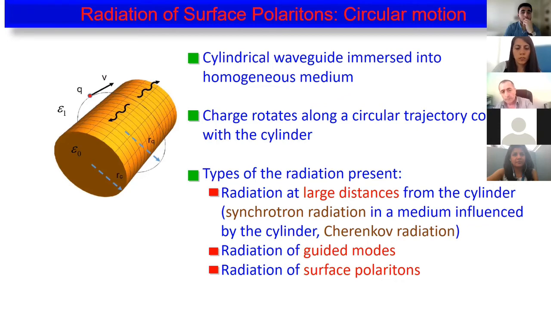If the Cherenkov condition is obeyed in the exterior medium, you also can have Cherenkov radiation. Another type of radiation is the radiation of guided modes. These are the volume modes which propagate inside the dielectric waveguide. The corresponding wave numbers are determined by the transcendental equation for this dielectric waveguide. And another example is the radiation of surface polaritons, of course, in the spectral range where the dielectric permittivities of the cylinder and exterior medium have different signs, as I said.